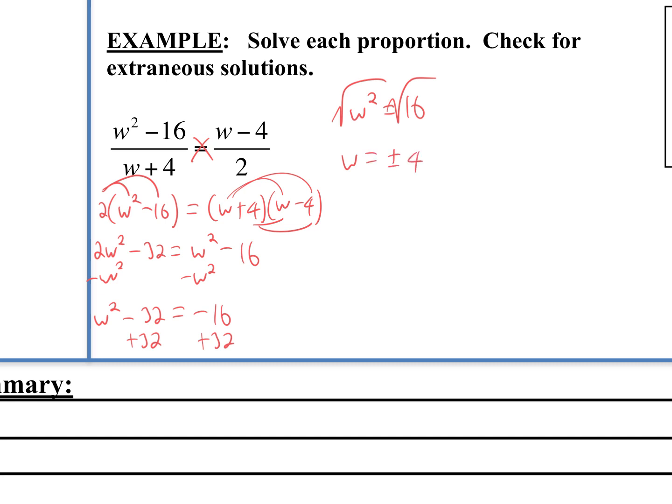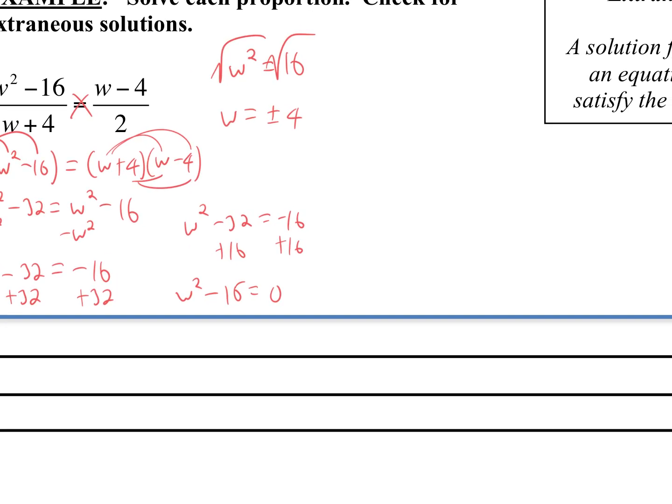Or, if you did it the other way, like I said to avoid, but you can still do this, we can do w squared minus 32 equals negative 16. We could also add 16, and then we get w squared minus 16 equals 0, right? Well, in this case, for solving, that would be w plus 4, w minus 4, difference of squares, equals 0, and then you do w plus 4 equals 0, w minus 4 equals 0. It'd still be 4, negative 4, right?